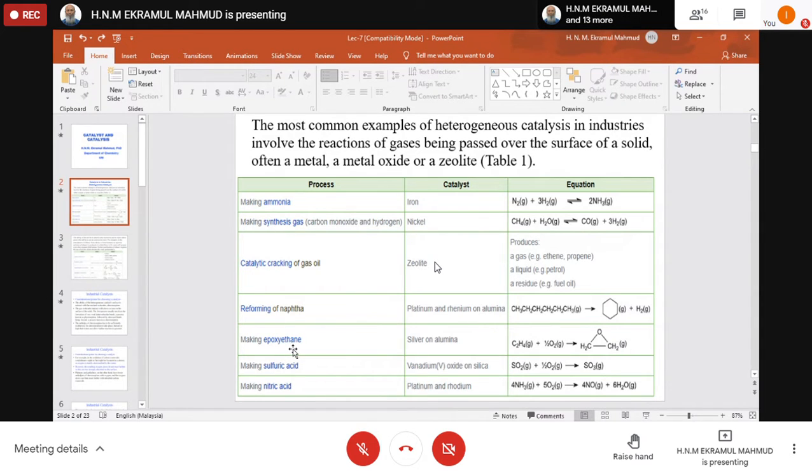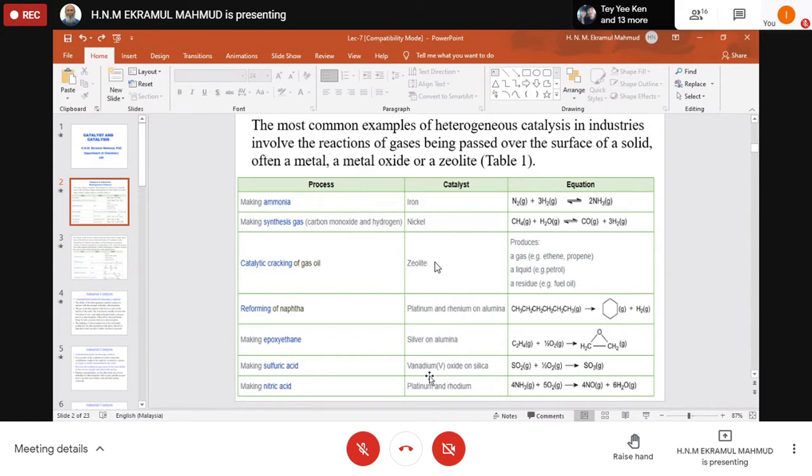Okay, making epoxyethane, silver on alumina is used. So look at it, silver or platinum, those are on alumina. So this is again a bifunctional catalyst, which means double things. We don't have alumina alone, but on top of this we have platinum, we have rhenium, we have silver, right? So alumina for making epoxyethane. A lot of industrial applications this has.